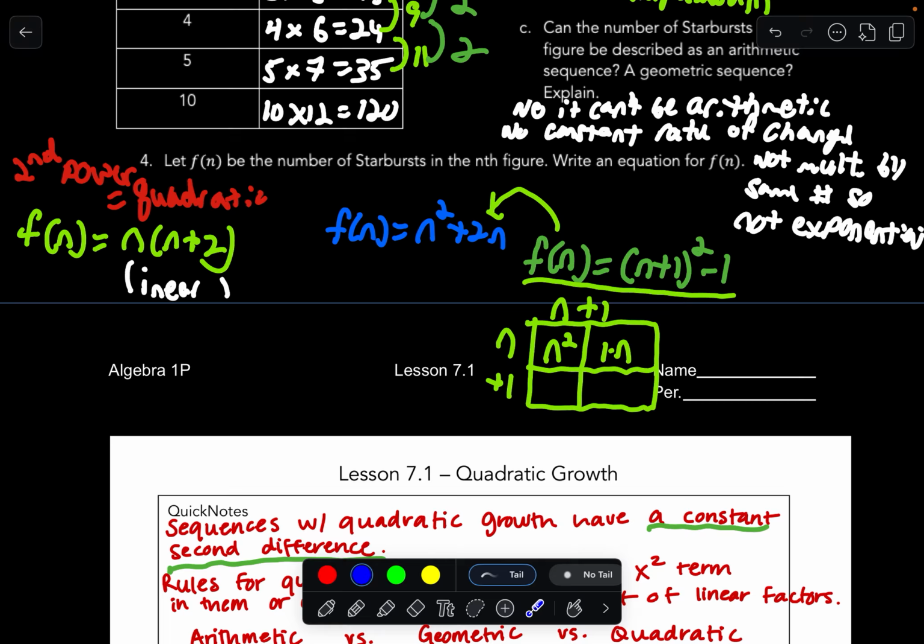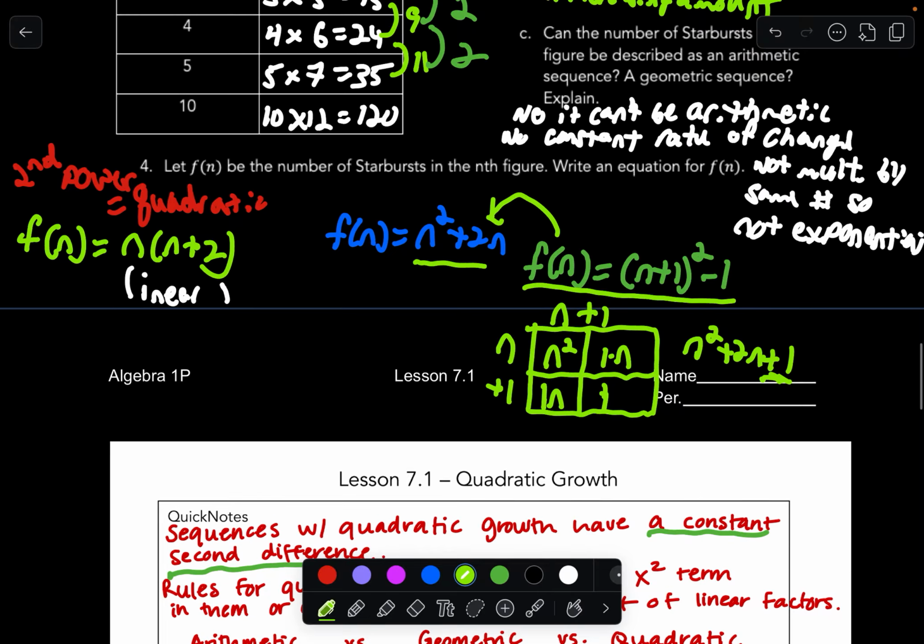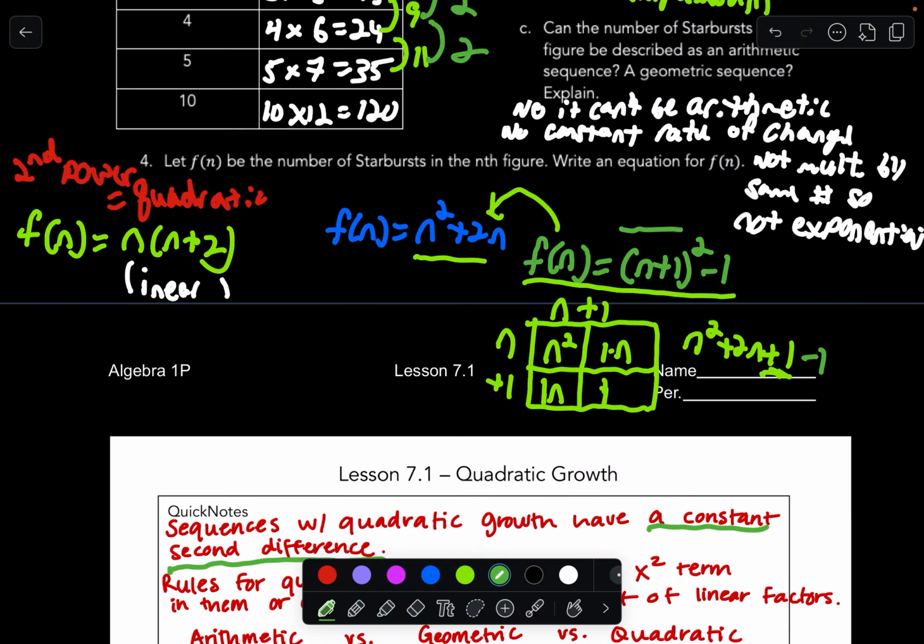Same thing on the second one. 1 times n gives you 1n. And then lastly, 1 times 1 gives you 1. So n plus 1 squared equals n squared plus 2n plus 1, which is almost the same as this blue piece, except we have this plus 1 sitting there, so we subtract the 1 to get rid of it. If we subtract 1, then they cancel out, and you'd be left with the blue n squared plus 2n. So this is why this is the same thing as that.